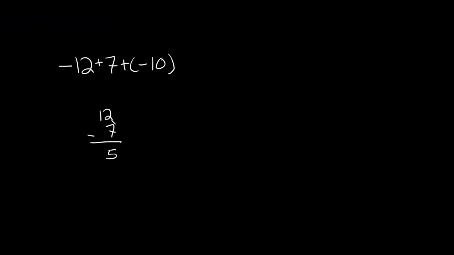And now we need to add on the sign. We're going to add on the sign of the number farthest from 0, and that is 12. And 12 here is negative. This is negative 12. So this is going to be negative 5. And this simplifies to negative 5 plus negative 10.